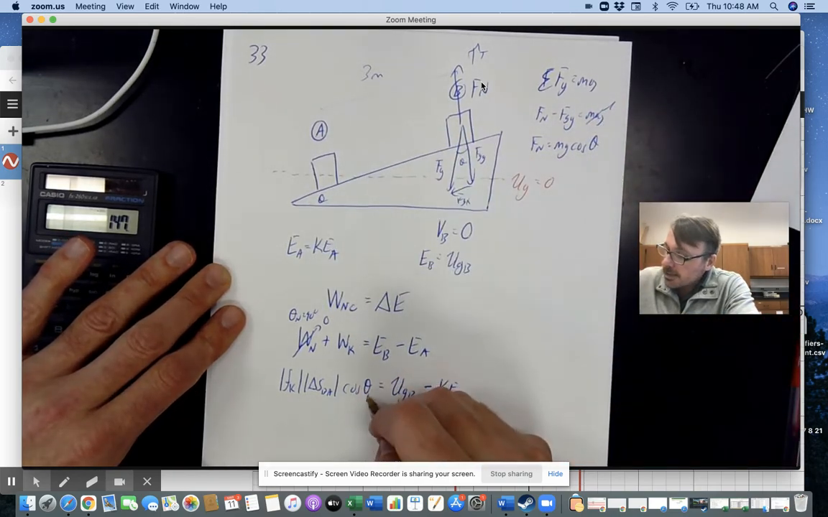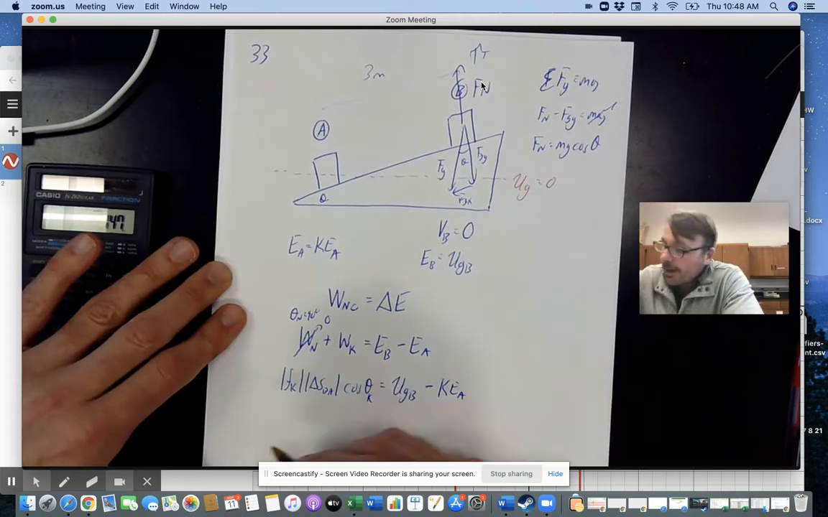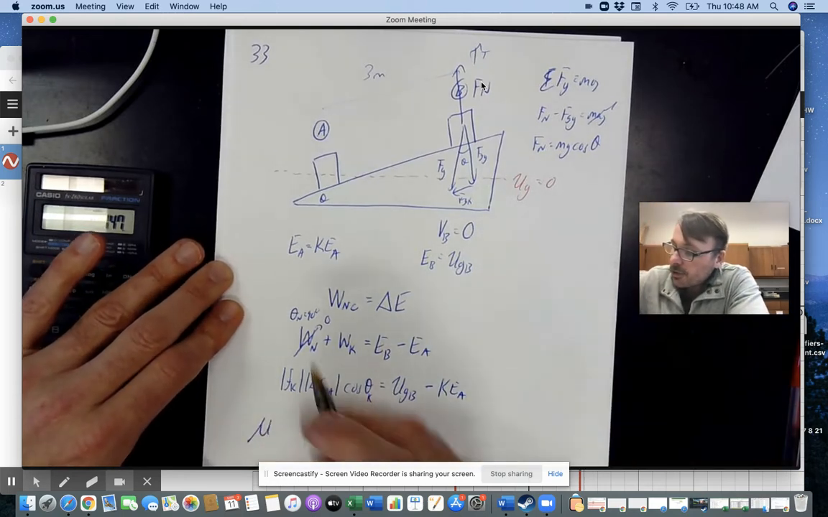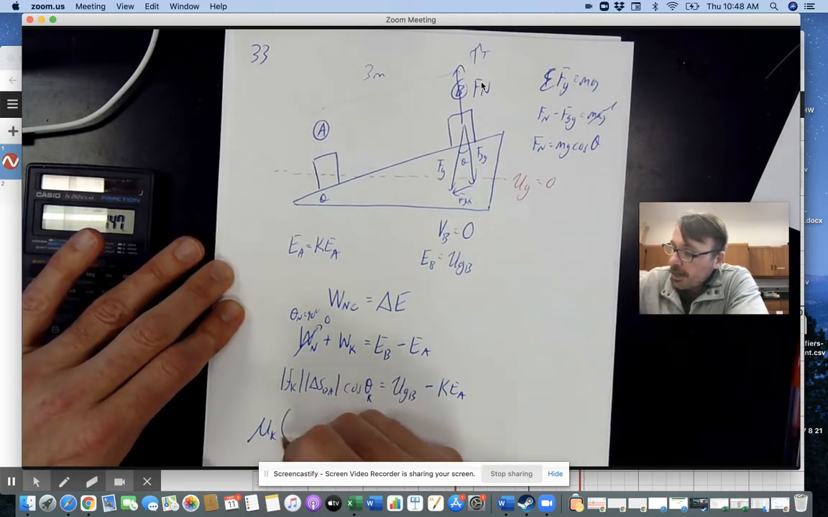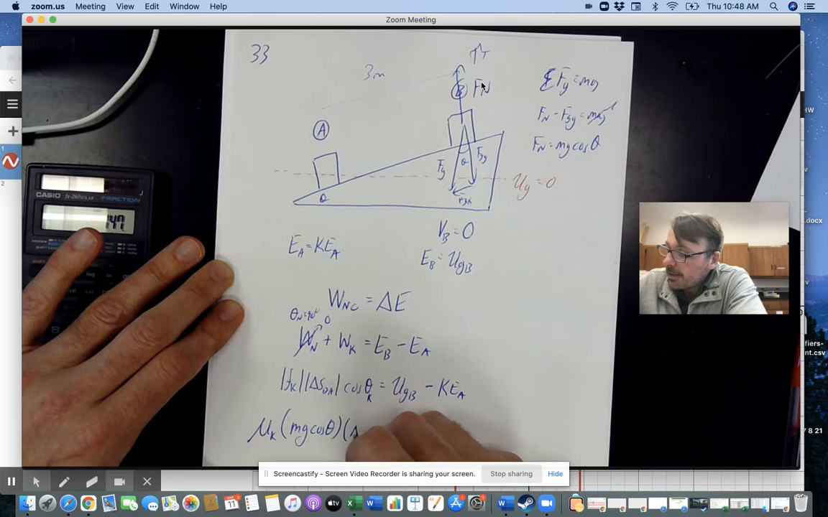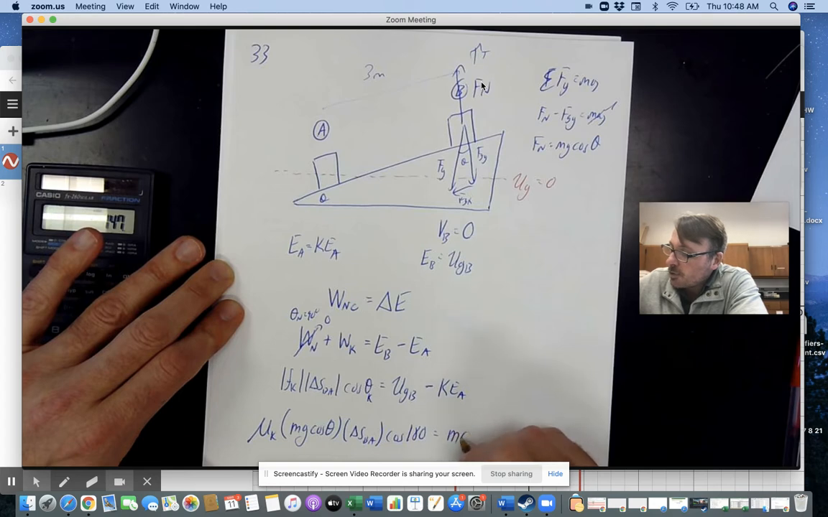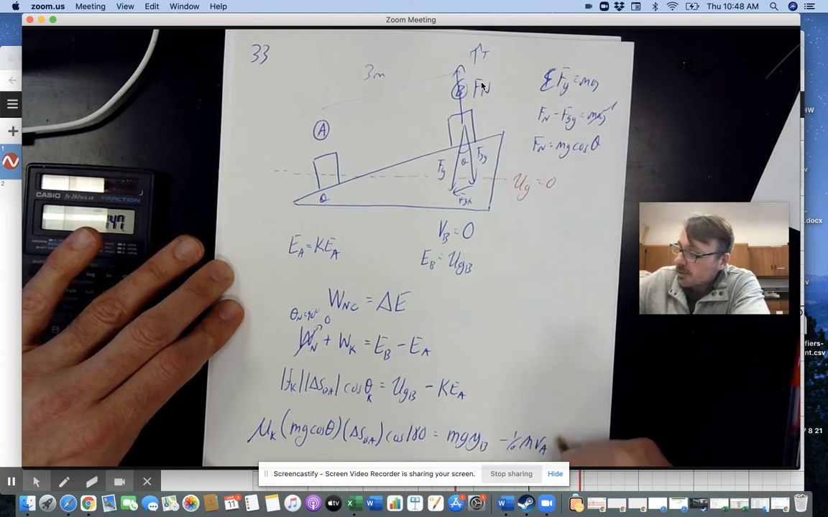I probably should say this is theta k. So then what do I have? This is the coefficient of kinetic friction times mg cosine of the angle of inclination. I know what the displacement between B and A is. It's given in the problem. Cosine of 180 is equal to mgy at position B minus 1/2 mv at A squared.